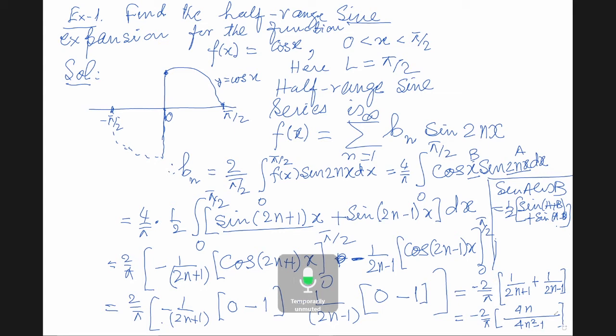Bn, yes, please. Say again. You are right. Thank you, Osama. That minus had been neutralized with this minus. I'm sorry. Yes. So what is this? 8n over. So your value of Bn is 8n over 4n squared minus 1.